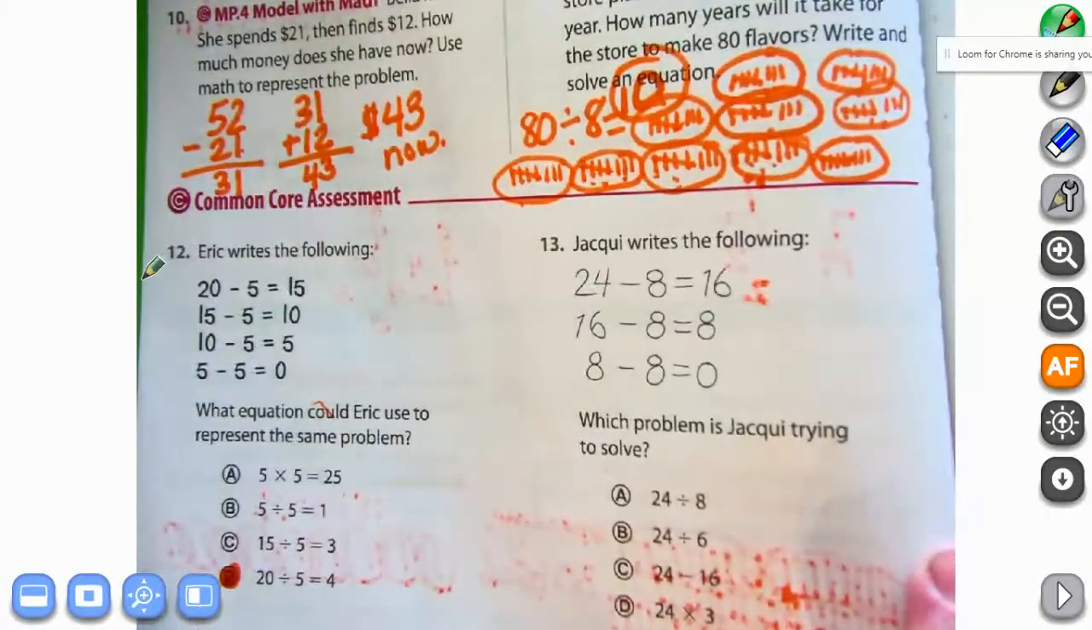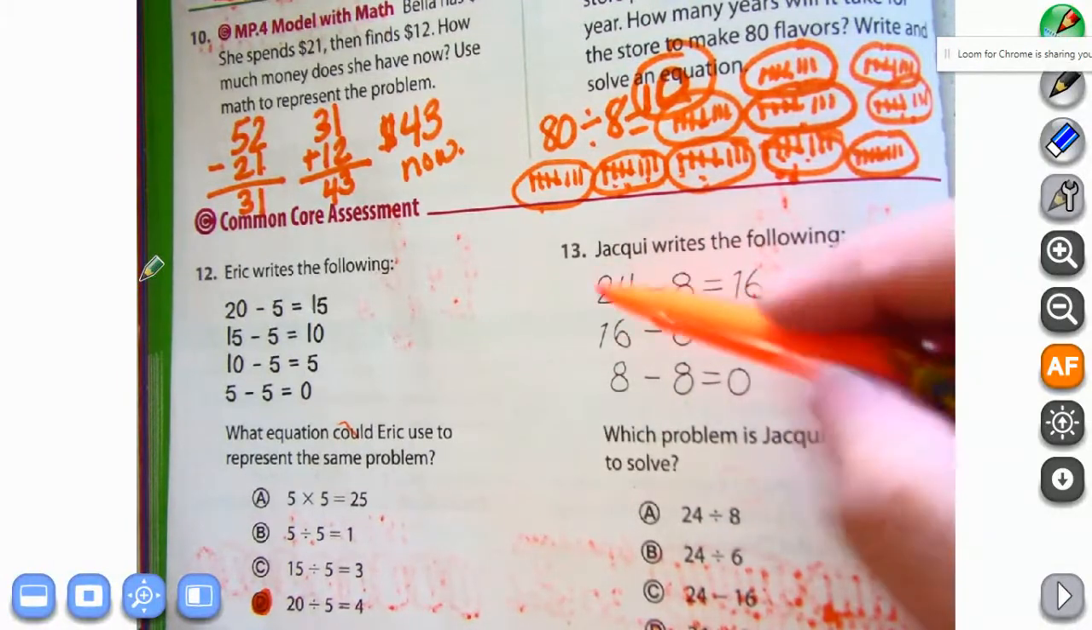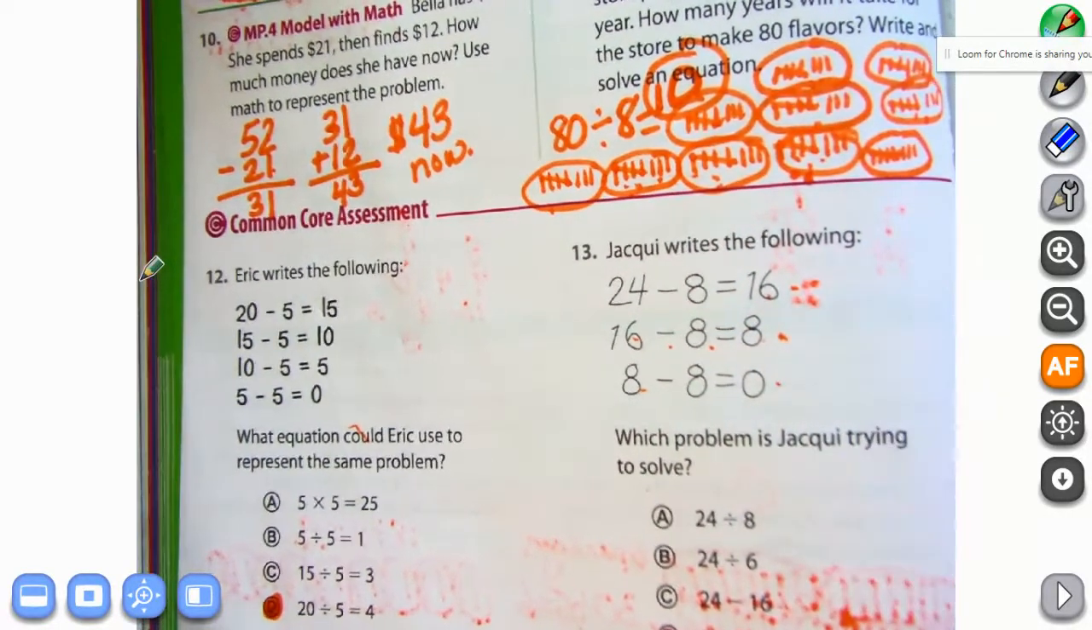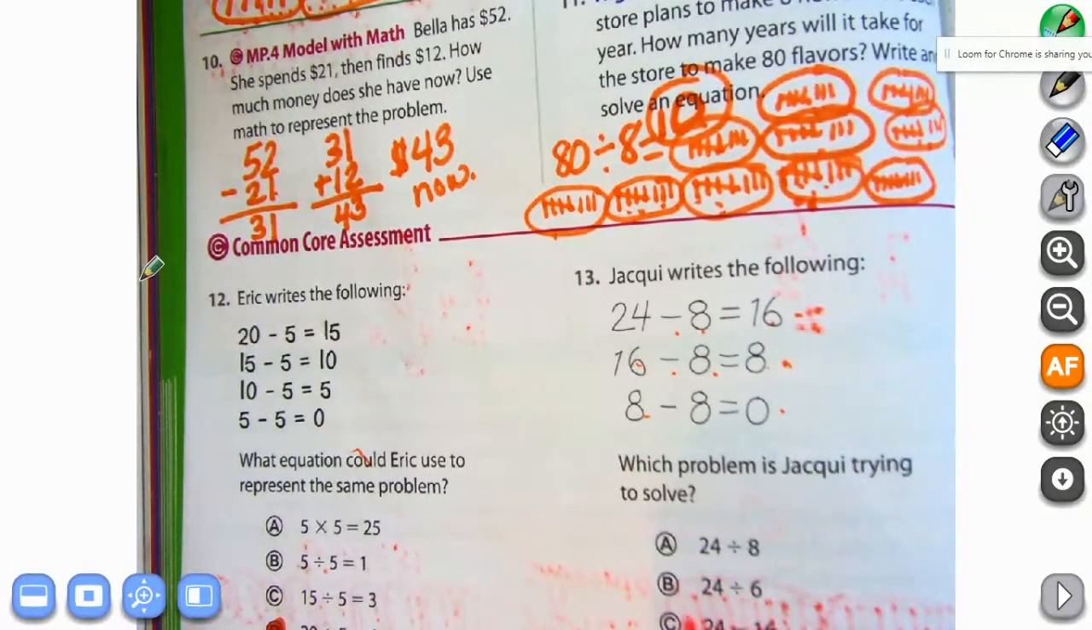Number 13, Jackie writes the following. 24 minus 8 is 16. 16 minus 8 equals 8. 8 minus 8 equals 0. So we've subtracted 1, 2, and 3 times. So 24 divided by 8 will make 3. Which problem is Jackie trying to solve?